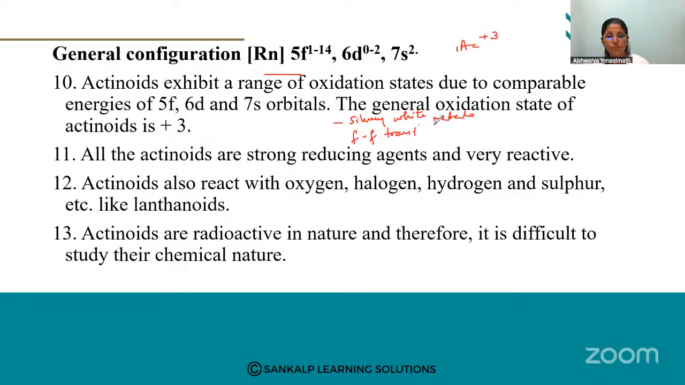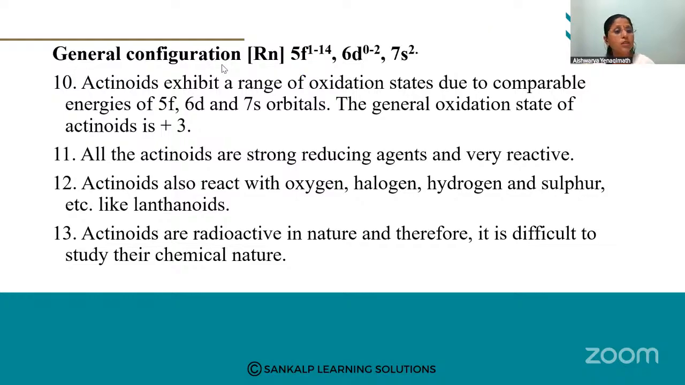Then, they readily lose electrons. Since they lose electrons very easily, they act as strong reducing agents. They have very high melting and boiling points. Their melting points and boiling points are high because they are hard metals.